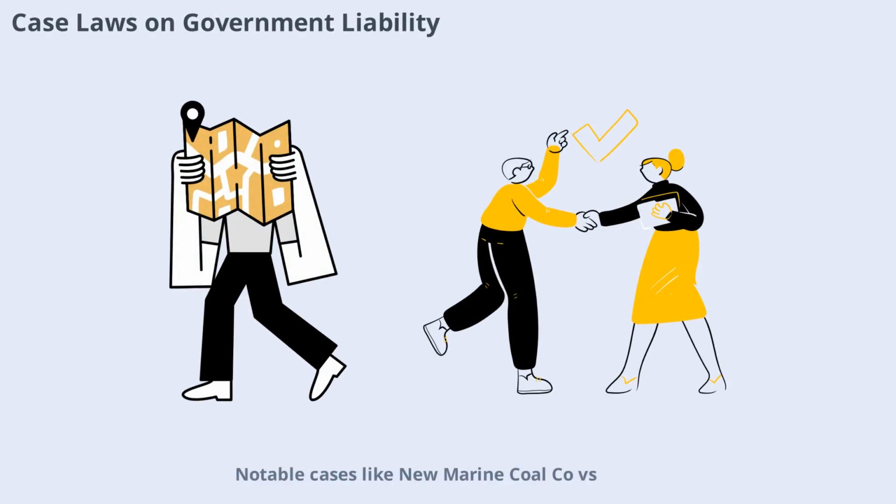Notable cases like New Marine Coal Co. versus Union of India and Mahavir Auto Stores versus Indian Oil Corporation have further clarified the legal principles governing government liability in contracts and torts. These cases highlight the evolving nature of administrative law and the judiciary's role in shaping it.